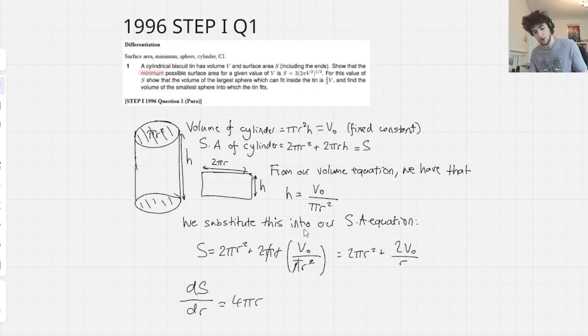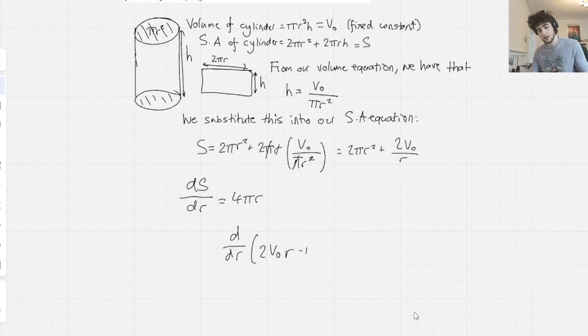Obviously, the 2V naught over r, so we can think about that. You're trying to find d/dr of 2V naught r to the minus 1, since r to the minus 1 is simply 1 over r. And 2V naught is just a constant, and the r to the minus 1 is again just a power rule usage. So this gives us minus 2V naught r to the minus 2, right? Because you bring the minus 1 down to the front, and you minus 1 from the power. So minus 1 gives you minus 2. And this can also be written as minus 2V naught divided by r squared.